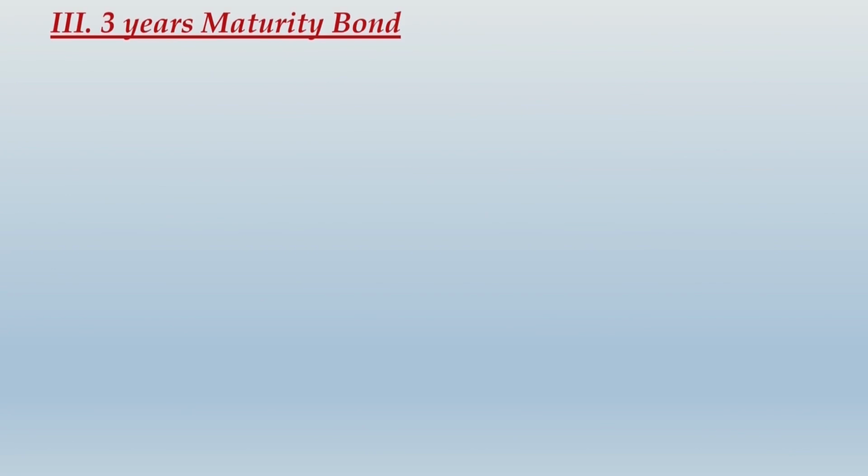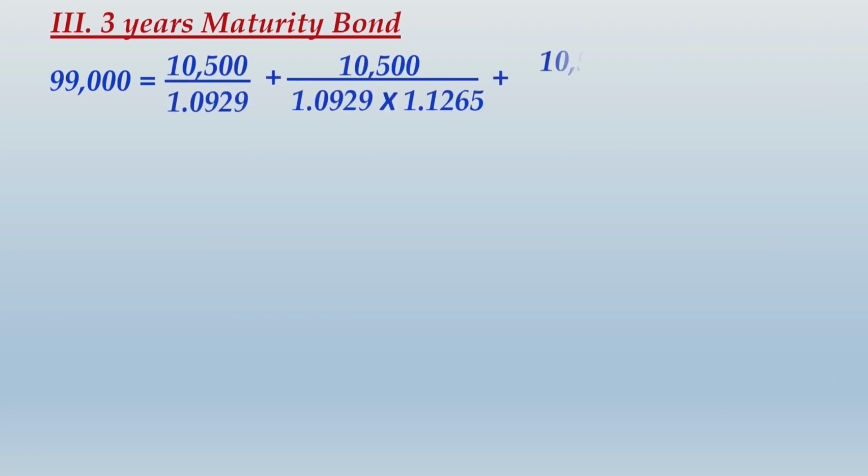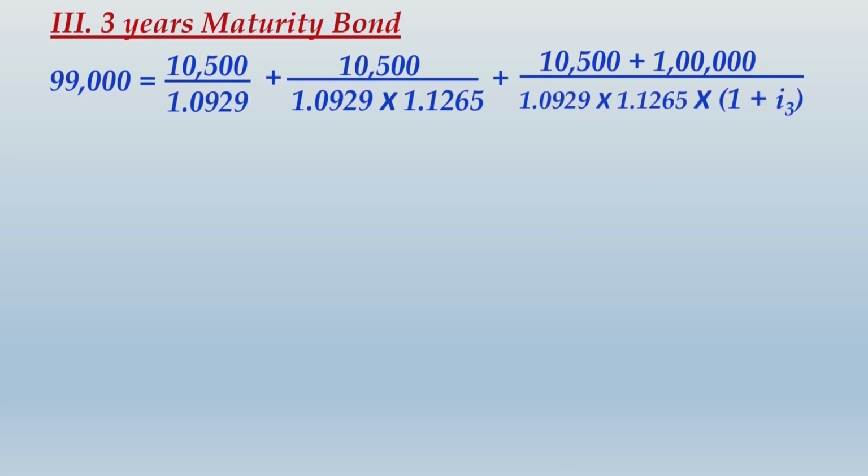Let us move ahead and deal with the last part, taking the 3-year maturity bond for finding the FRA rate for the third year. So this time the equation would be a little longer. The present value of the bond is given as 99,000. Its coupon rate is 10.5%. So coupon payment each year will be 10,500. And it has 3 years remaining for its maturity. So coupon payment for first year, coupon payment for second year, coupon payment for third year, and at the third year you would also receive the redemption value.